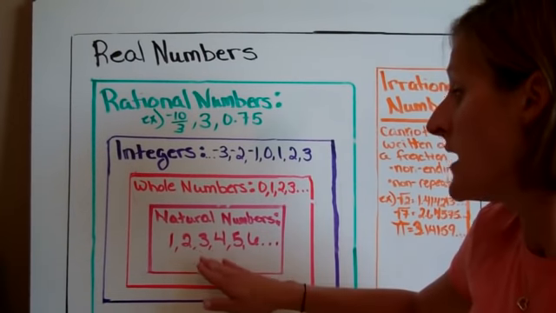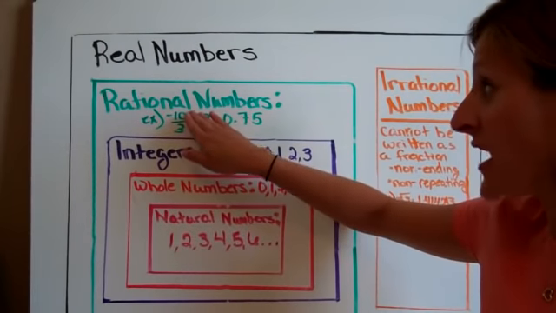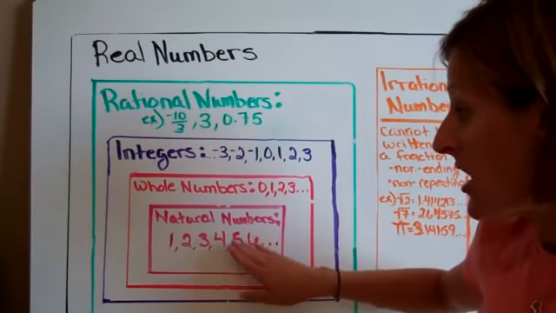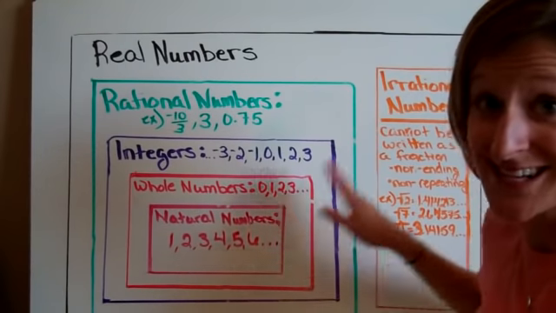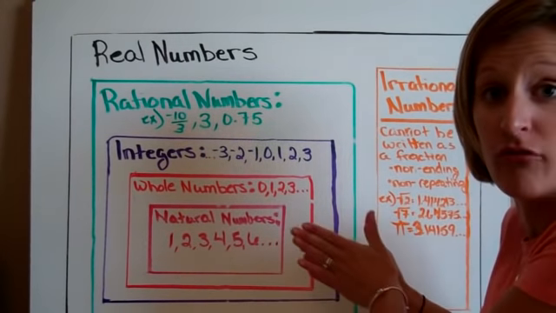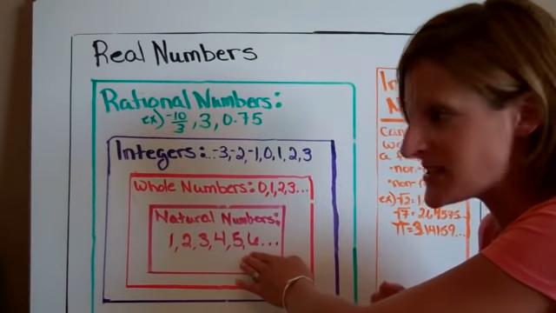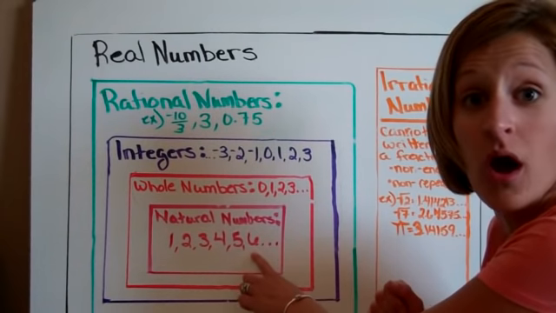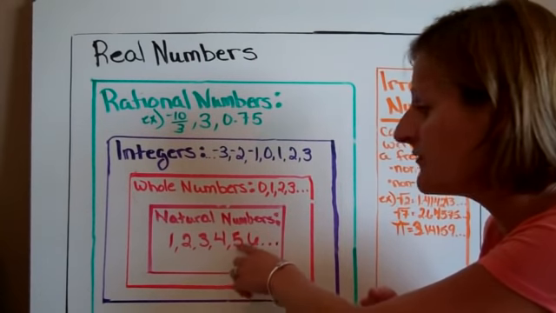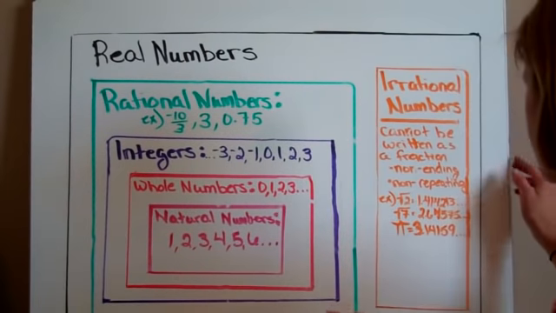Now remember, natural numbers are also whole numbers and integers and rational and real. Natural numbers are not irrational numbers because these two rectangles don't overlap. And all these natural numbers can be put into fractions. Like this would be 6/1, which is 6. 5/1, which is 5. They're all still fractions.